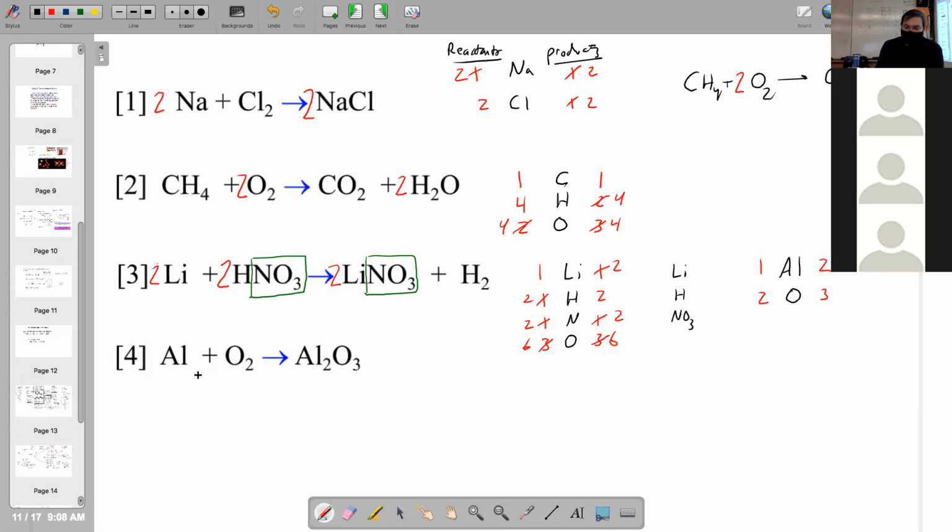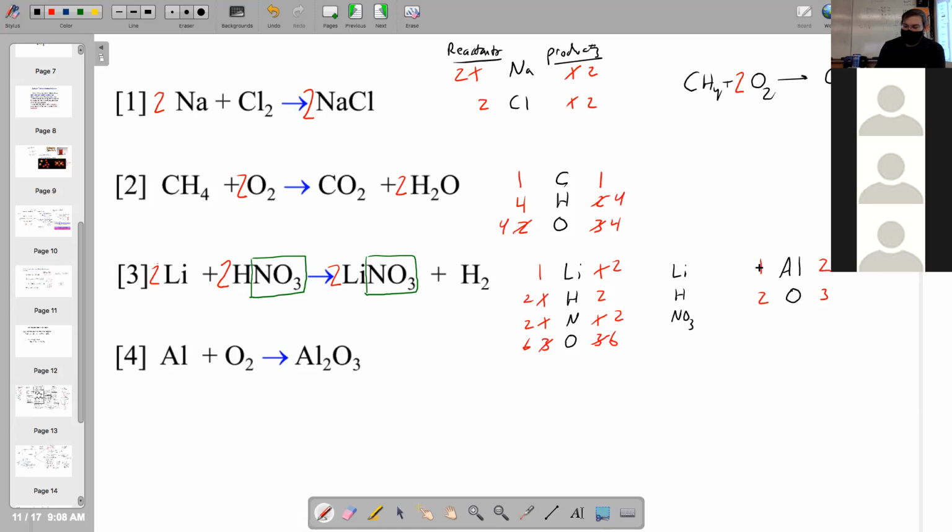When you make a list of the number of atoms, you've got one aluminum on the left and two aluminums on the right. So in my little list here, I've got one aluminum on the left, two on the right. Oxygen is two on the left and one on the right. It makes no difference which one you start with, but as you get good at this, you'll see which one is the right one to start with.